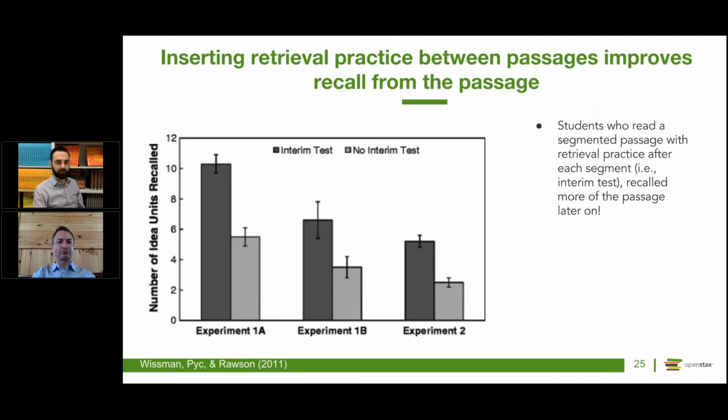And what they're plotting is the amount of the text they were able to recall later on. And when they got that interim test, they were recalling approximately twice as much information from the passage. So again, a particularly potent way of improving learning of a text passage.